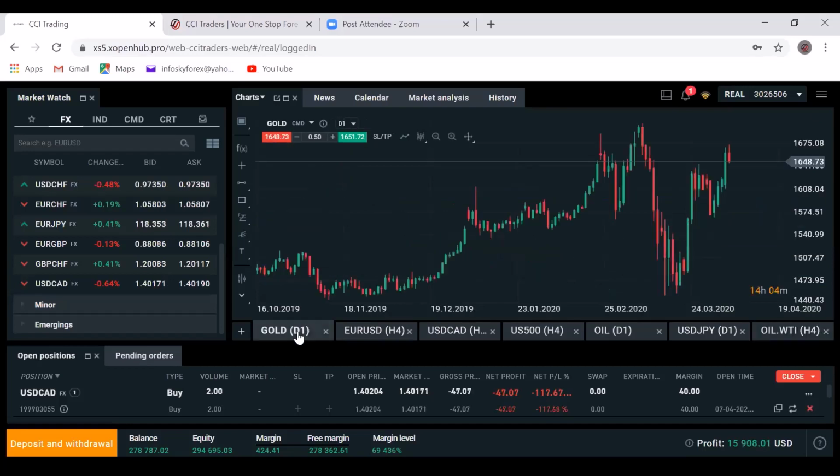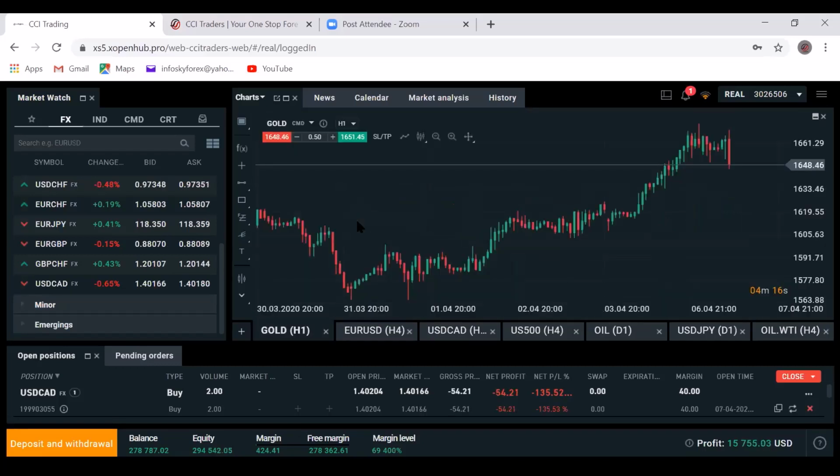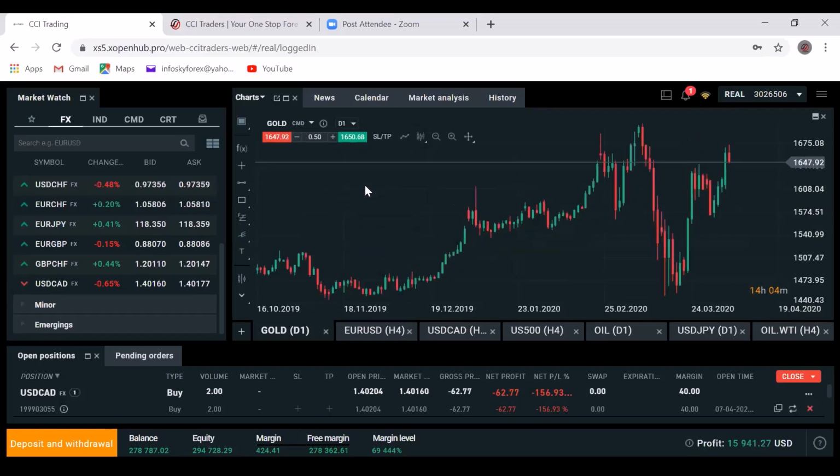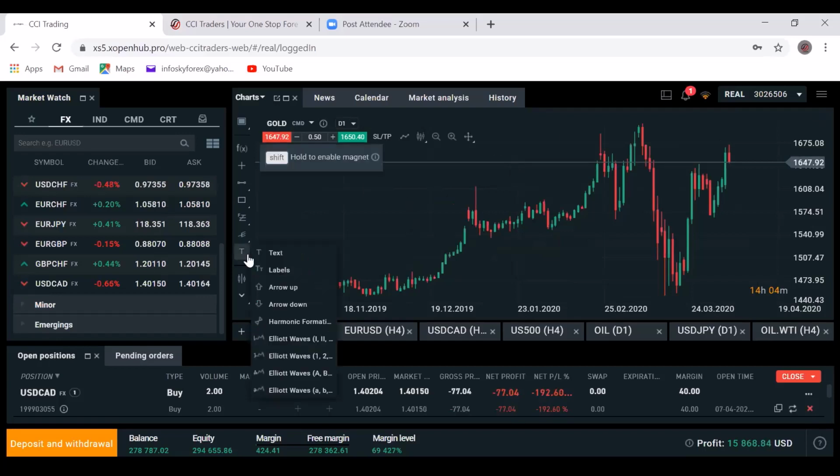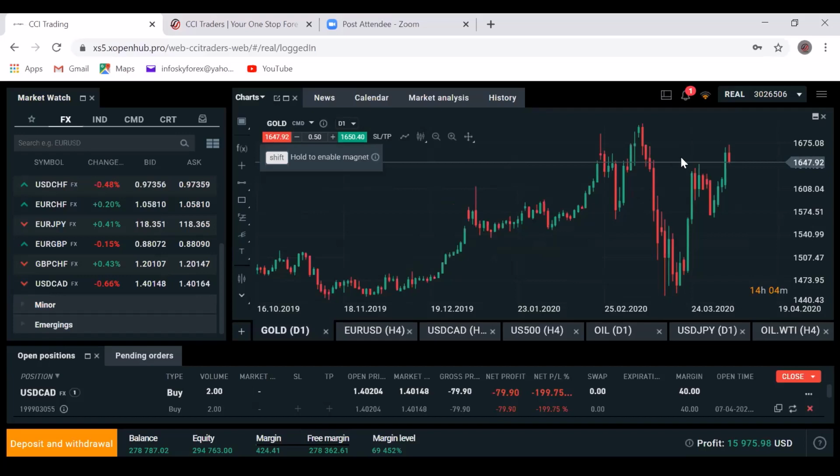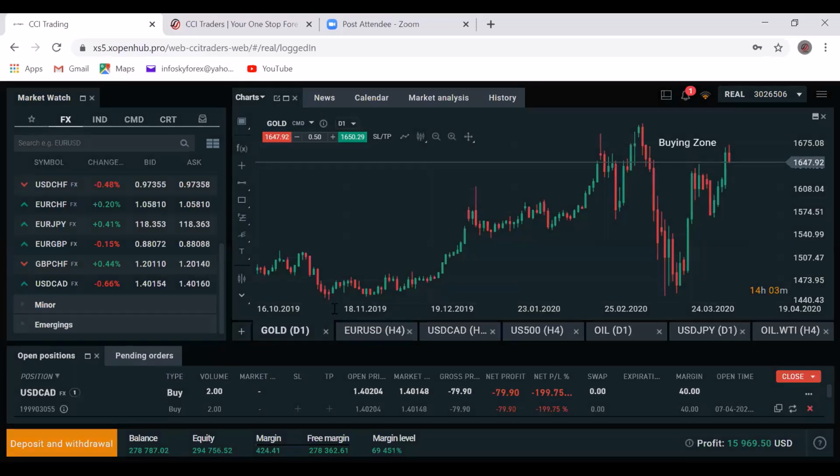Let's check gold. Gold is doing well. Let's check gold on 1 hour. Okay, yes, gold is doing well. It has broken this zone. I think gold will be bearish today, based on what I'm seeing here. Yes, gold is good today for sellers. Sellers are possibly going to make profit.